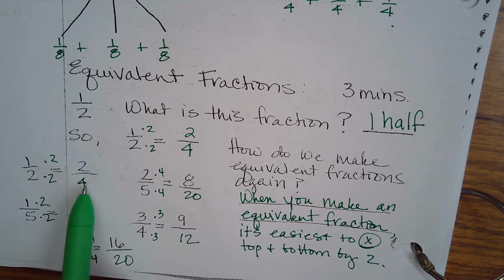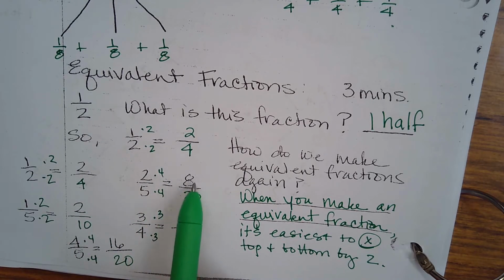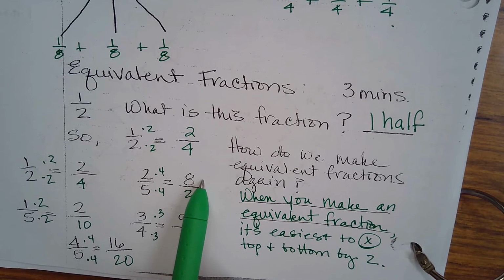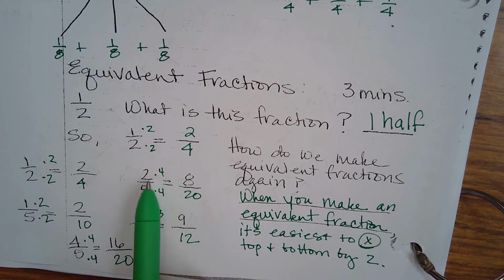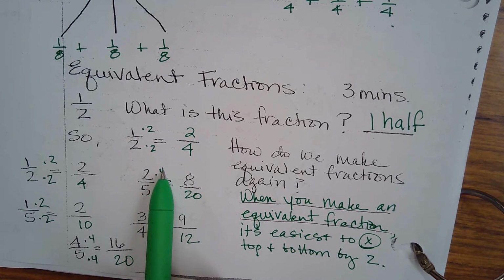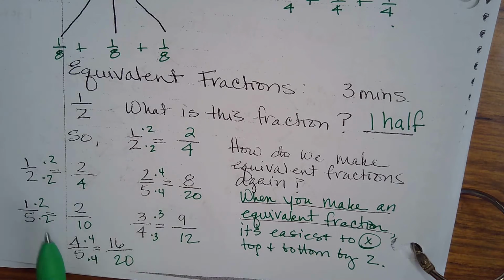So 2/4. Then I have 2/5, and I know the numerator over here has to be 8. So what am I going to multiply 2 by to get 8? Well, I'm going to multiply it by 4. Whatever I do to the top, I do to the bottom, and I end up with 8/20.